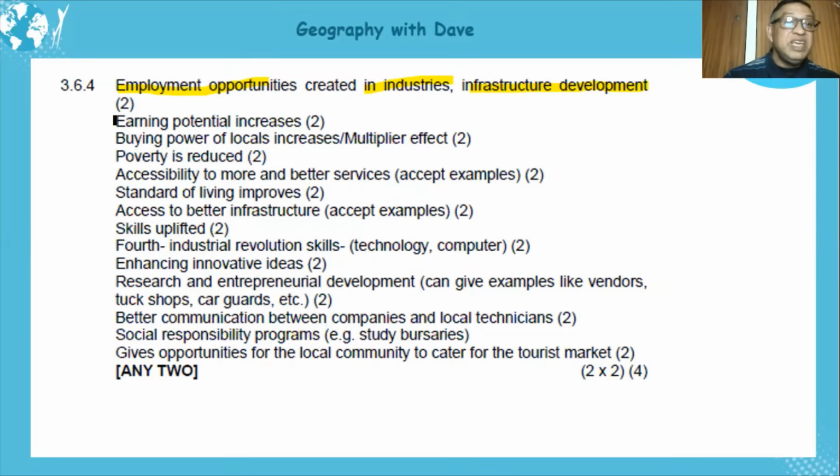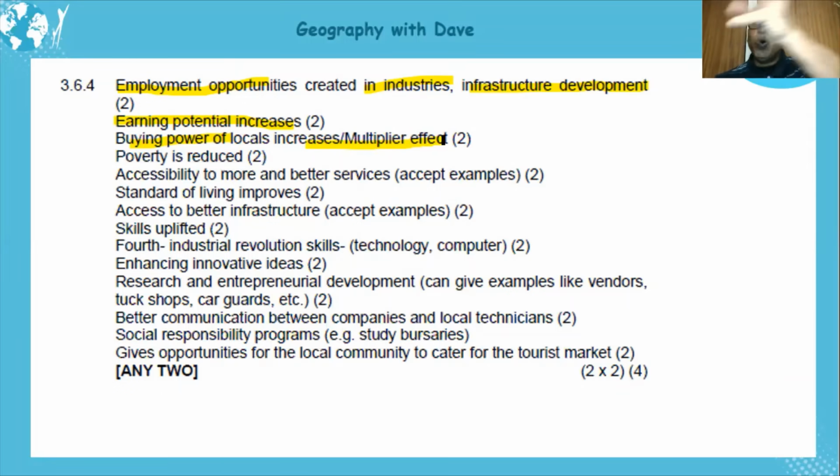And of course, if you are employed, earning potential increases. So you can buy more, isn't it? You can buy more things. All right, so it increases the earning potential. More things are bought, more production in the area, more employment. All right, more development. Okay, the buying power of locals increases the multiplier effect, isn't it?